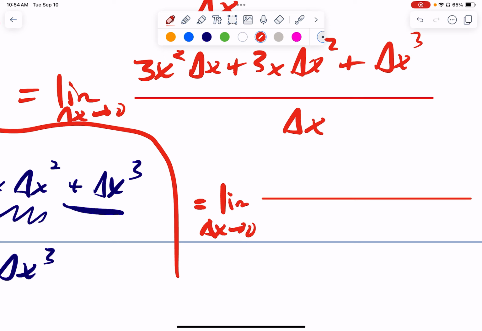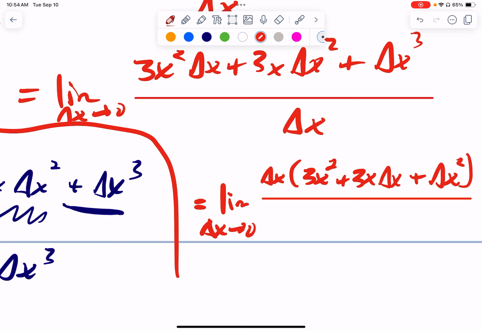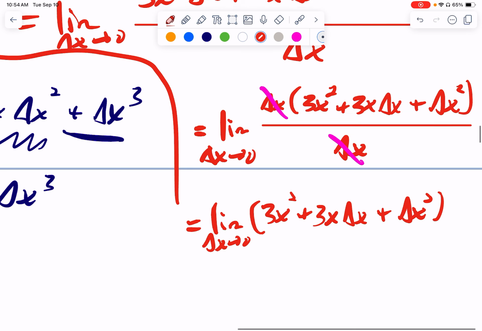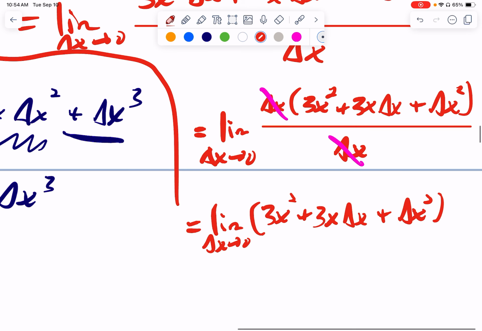So I can factor out that delta x. I didn't quite give myself enough room. But in the numerator, everything is divisible by delta x, leaving 3x squared plus 3x delta x plus delta x squared. There's been a delta x in the denominator all along. The delta x factor of the top cancels with the bottom. And we have the limit as delta x approaches 0 of 3x squared plus 3x delta x plus delta x squared. Finally, I can plug in.